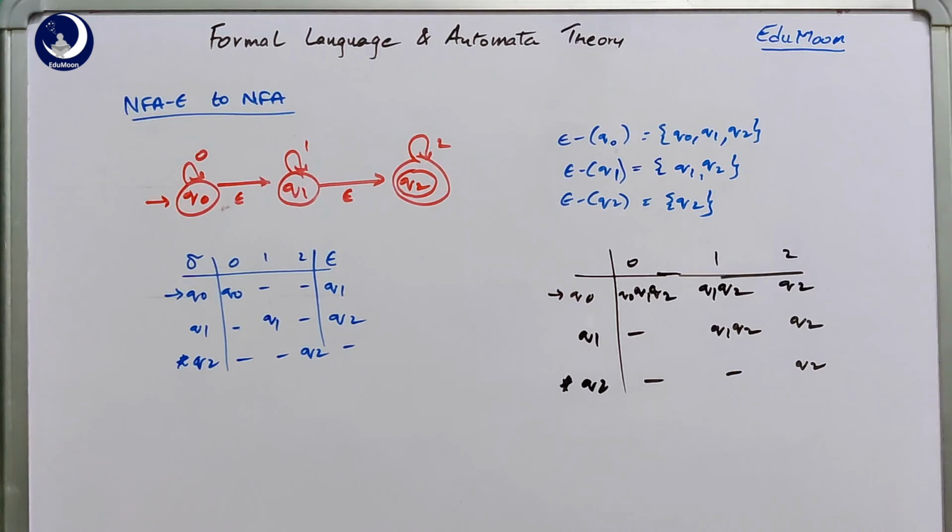And therefore after finally computing the NFA without epsilon moves, we get the following table with the delta transition. Q0 on 0 goes to Q0, Q1, Q2. Q0 on 1 goes to Q1, Q2. Q0 on 2 goes to Q2, and so on. So this is an NFA table without any epsilon moves.